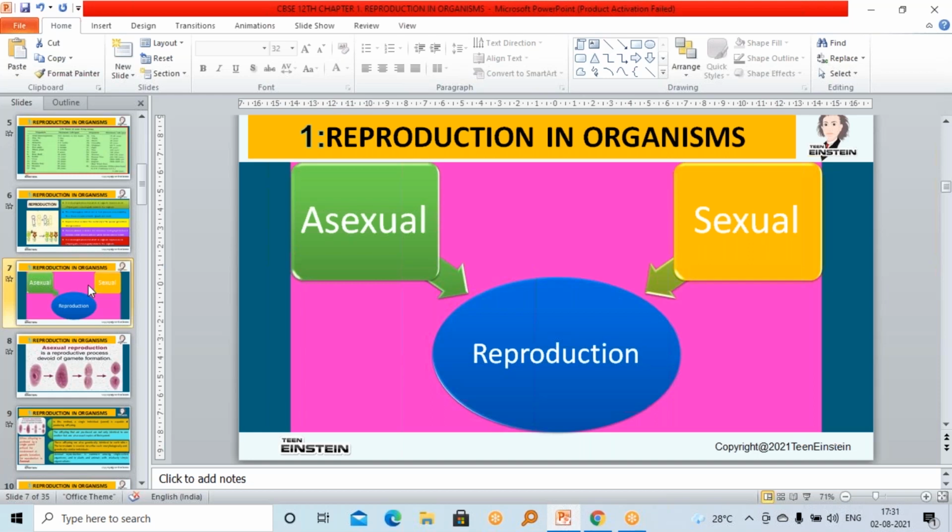So what are the basic features of reproduction? The main process of reproduction is cell division, right? Whether it is asexual reproduction or sexual reproduction, cell division is the main point. Due to cell division, chromosome division also takes place. The cell will grow, and after attaining maturity, that cell will get divided, and the chromosomes present in the cell also will get divided equally to the daughter cells. There is an equal division of chromosomes.